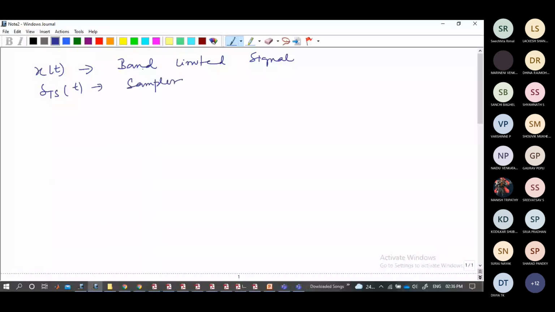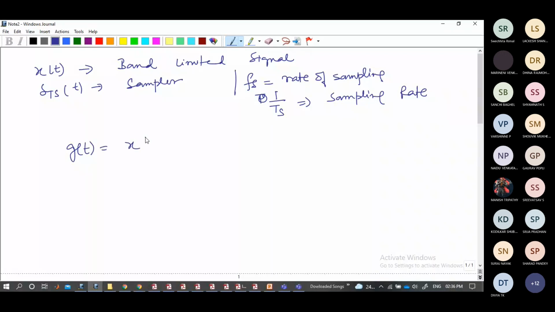As we all know, fs is the sampling frequency, or we call it the rate of sampling, or sometimes 1 by Ts is the sampling rate, but that is not that relevant as of now. What we are trying to do is multiply them, so this is x(t) multiplied by sigma delta(t - nTs). This is basically what we are doing.